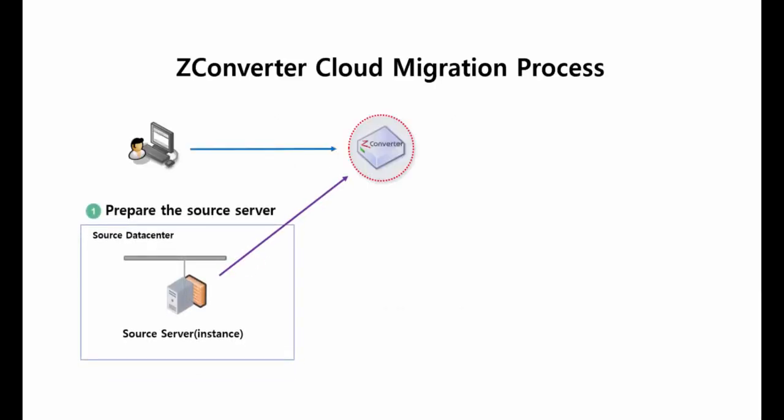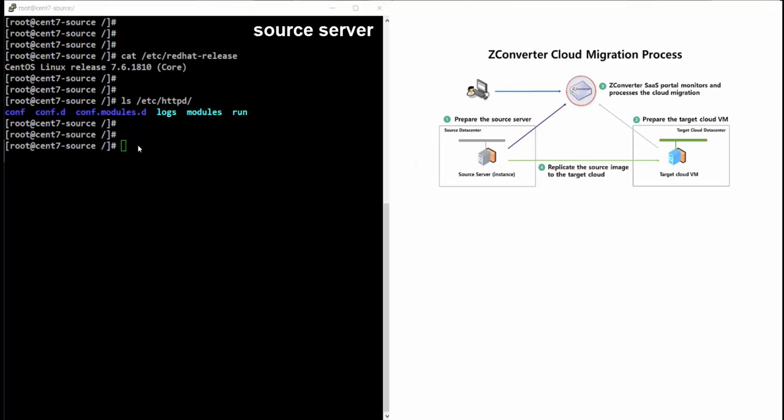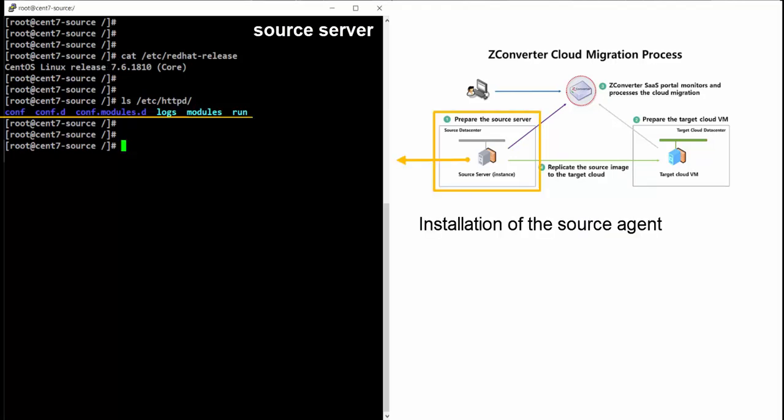Preparing the source server. Again, the major version of the VMware physical machine is 7. The Apache web server is installed on the source machine only. Let's start the installation of the source agent.